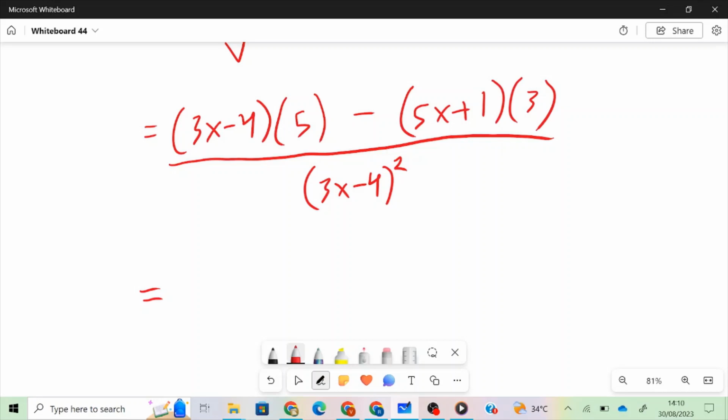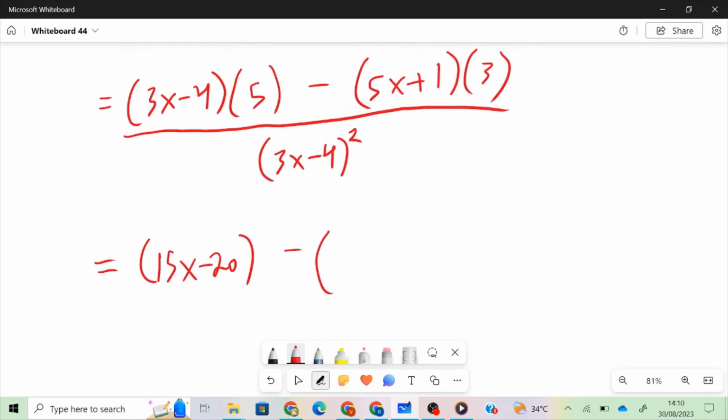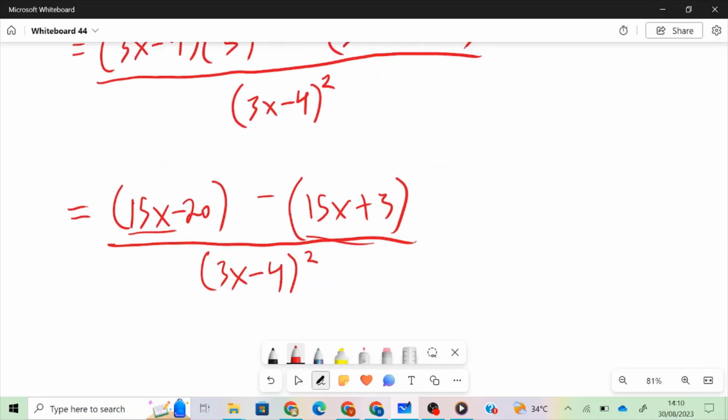3x minus 4, expand that by 5, so we have 15x minus 20, and I'll show you in a moment why I'm still keeping that in brackets, minus 5x plus 1 into 3, that's 15x plus 3, close brackets, all over 3x minus 4 all squared. Now the reason I kept these two in brackets is because it helps me to deal with the signs. We have a minus in between, and as I say, minus is the most dangerous sign in mathematics. It can easily tamper your answer from one place to another, and you have to be very careful.